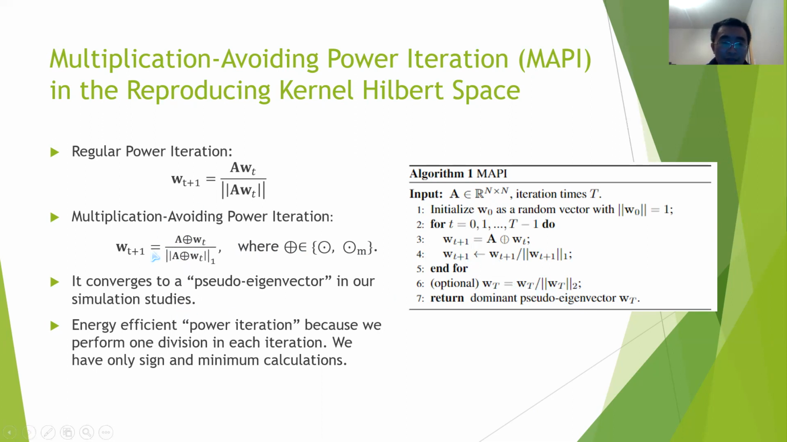This one is very energy efficient because we only perform one division in each iteration. And we only have sign and minimum calculations. So this calculation is much cheaper than the multiplication.